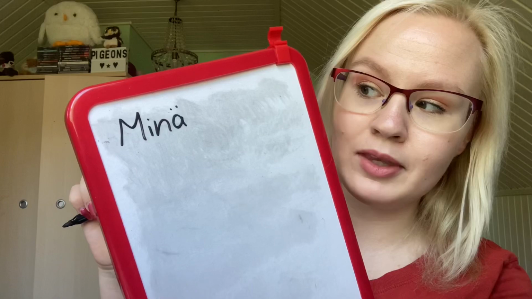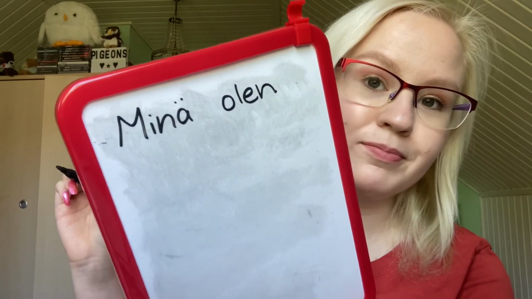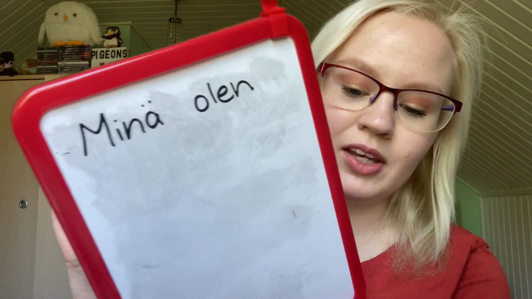Today I could teach you the personal pronouns and also the verb to be in the present tense. And yeah, let's just start with I am. So the word for I is minä. Minä, and I am is minä olen. Minä olen.